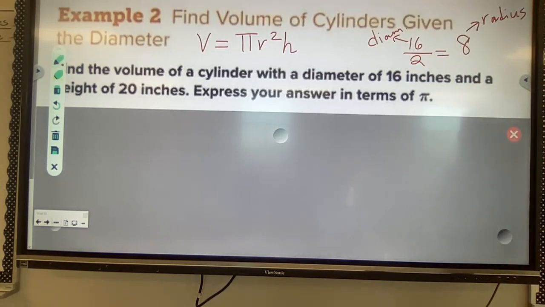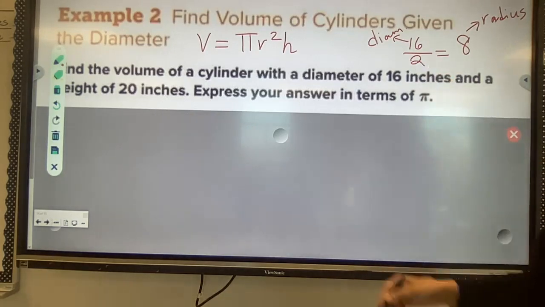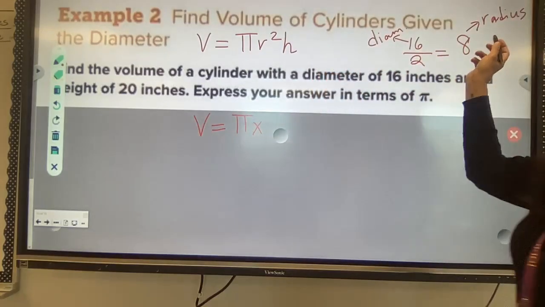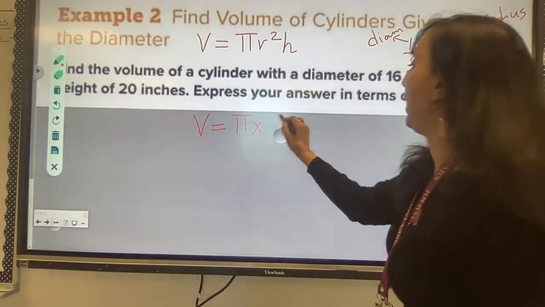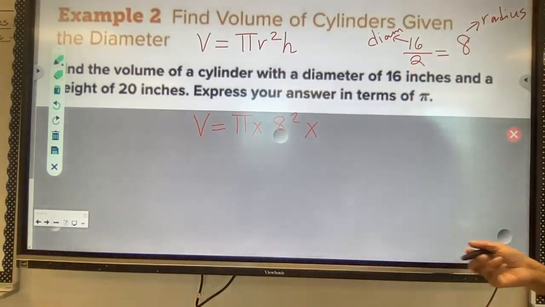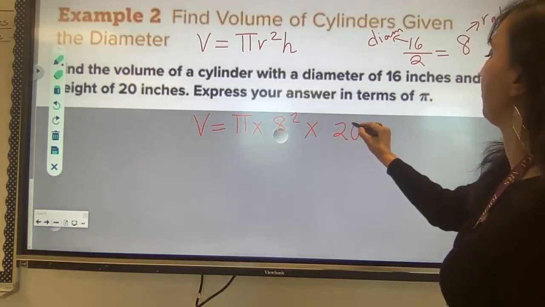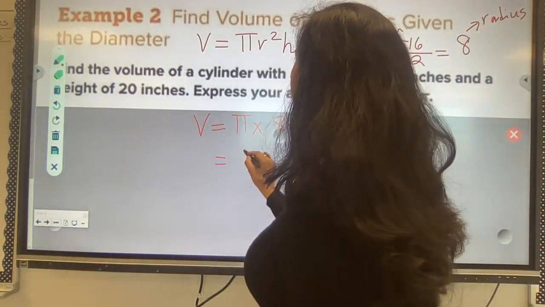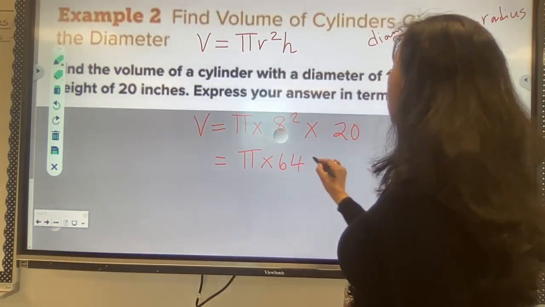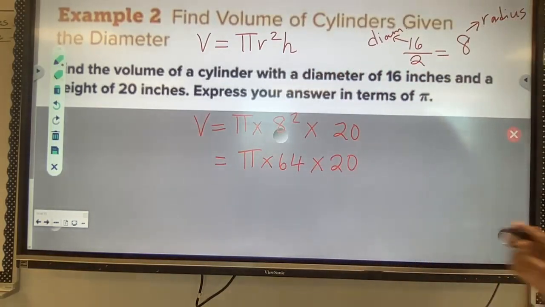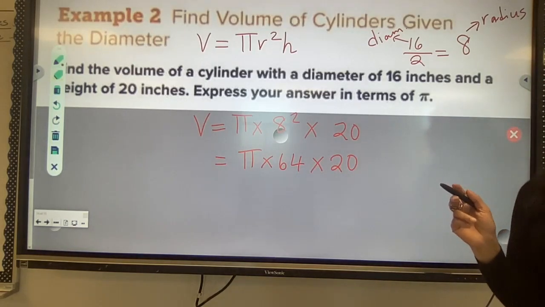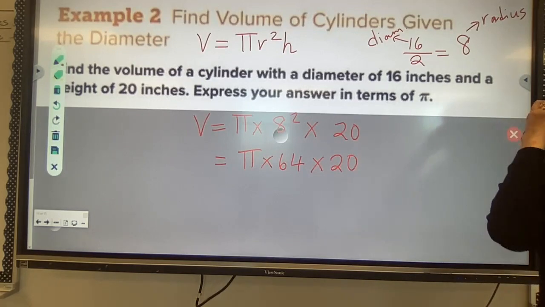Okay, and so first of course I have got to find the radius, and then I can carry on with the rest of this, and I can do volume is equal to pi times, what is the radius? Radius is 8. So 8 squared times what is the height? It is 20. Okay, so therefore this is going to be 8 times 8, which is 64 times 20. All right, and so we know that 64 times 10 is 640, and you can just double that if you're doing math in your head.